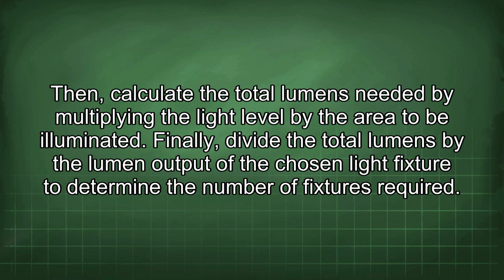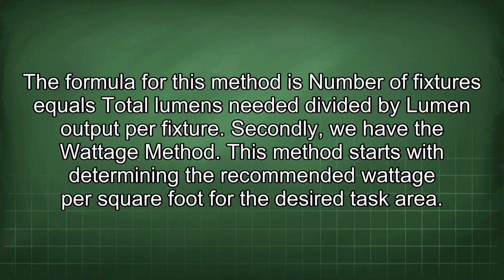Finally, divide the total lumens by the lumen output of the chosen light fixture to determine the number of fixtures required. The formula for this method is number of fixtures equals total lumens needed divided by lumen output per fixture.